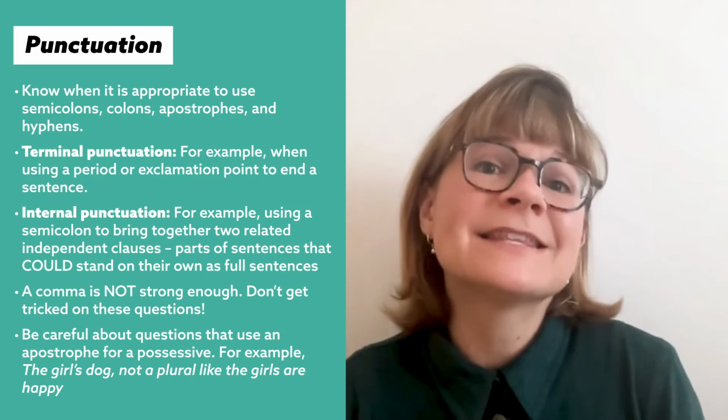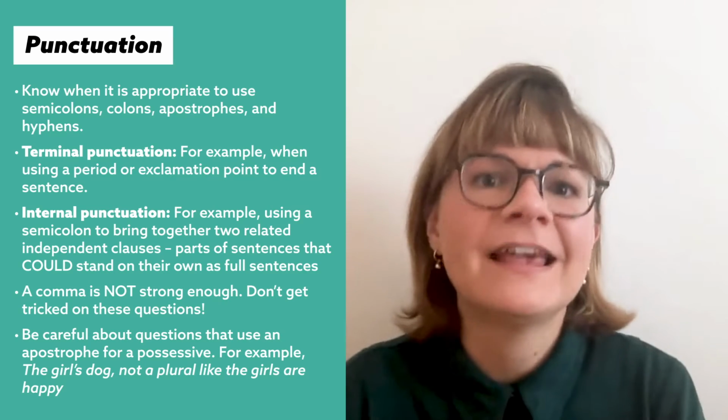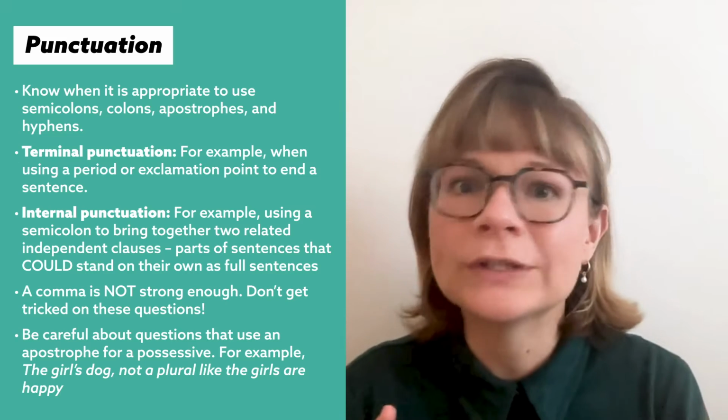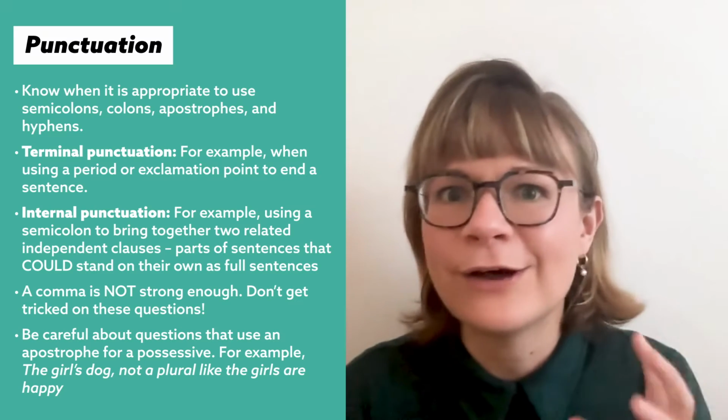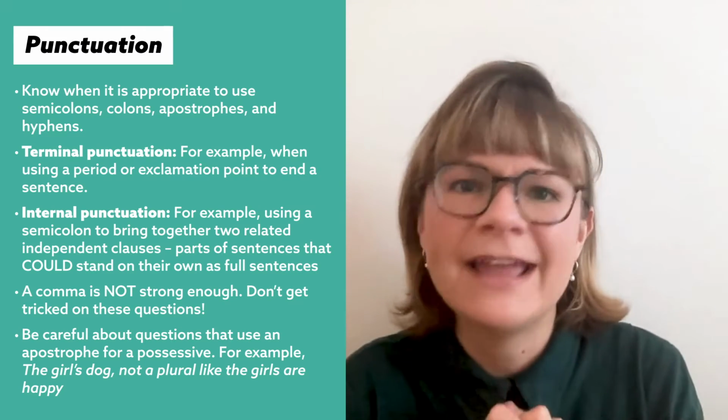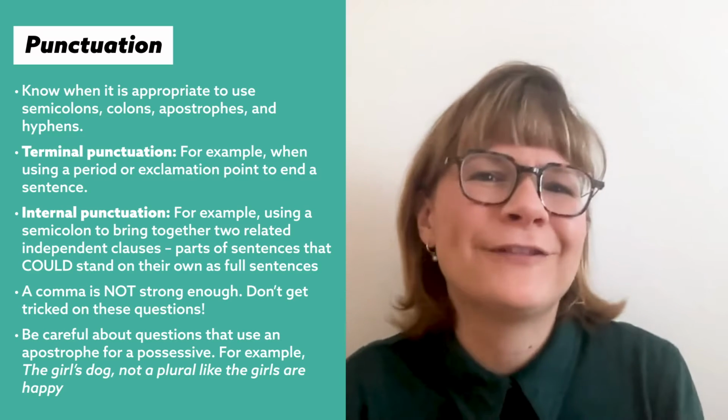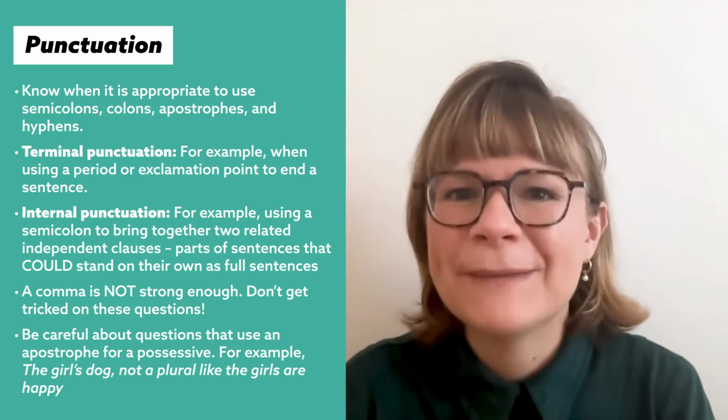We're going to look at the punctuation in the middle of the sentence. For example, we can use a semicolon to bring together two independent clauses that are related in some way. A comma isn't strong enough for that. That's a type of question they might ask you.